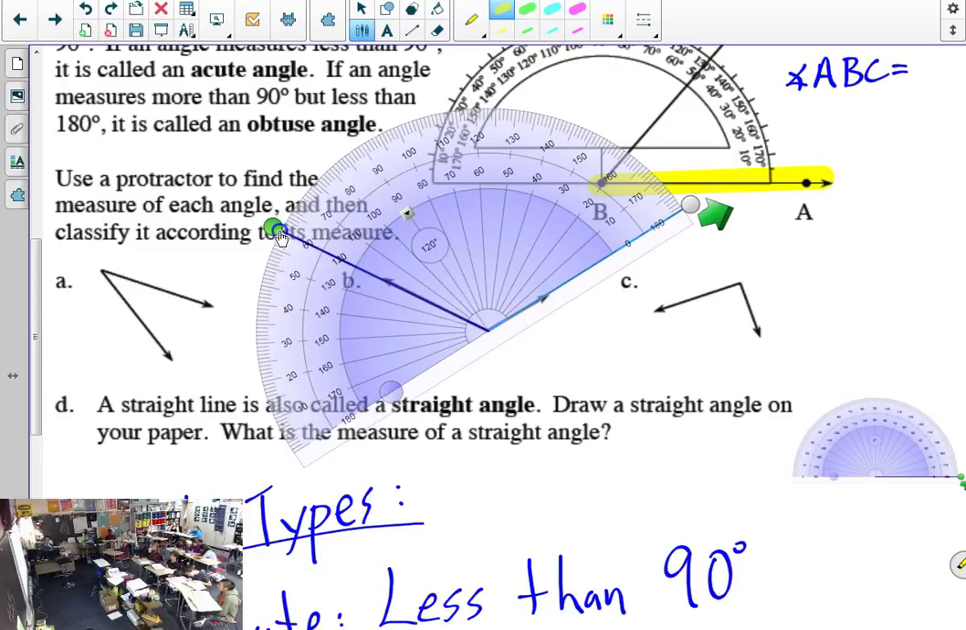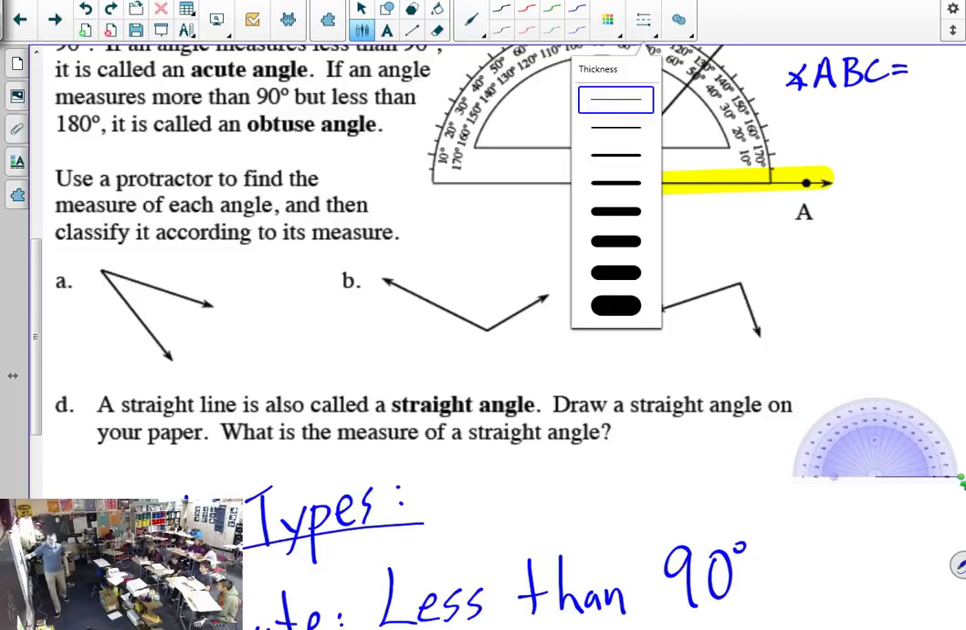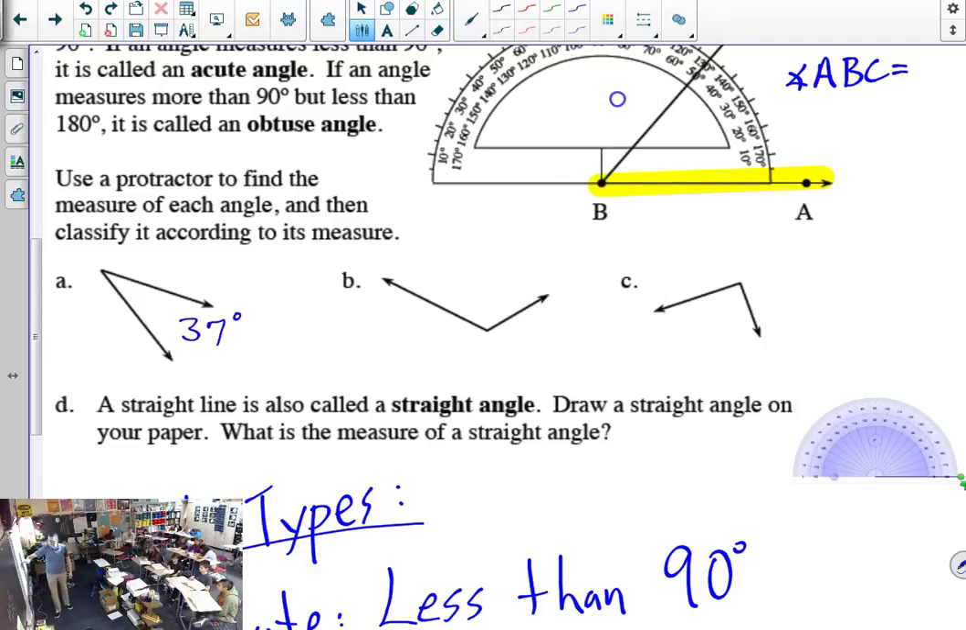So for B, you should have gotten about 120 degrees. You know it's obtuse because it opens bigger than 90. And then when we line up our 0 line and our vertex correctly, we get about 120 degrees. What about A? Who can tell me what you got for A? Patrick? About approximately 37. Anyone verify that? Anyone get around 37 degrees?